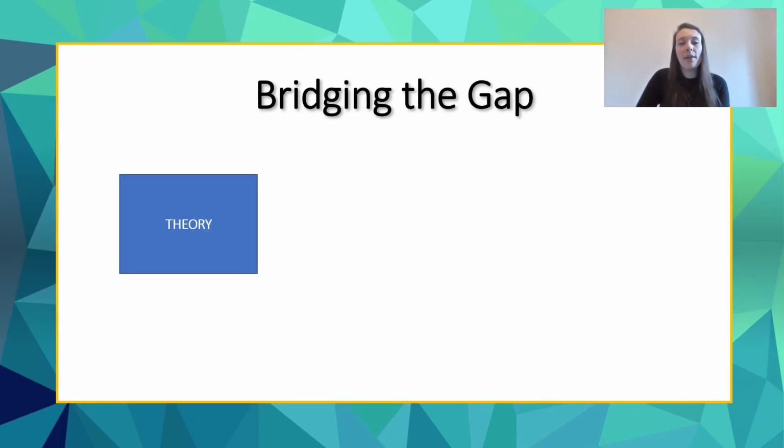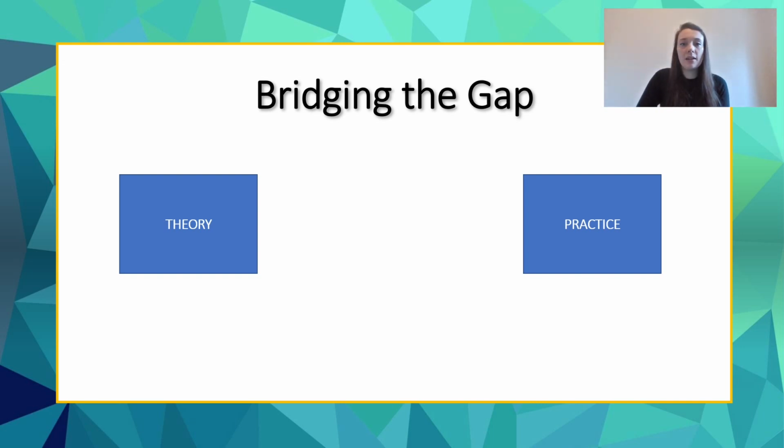How do we bridge the gap then between theory and practice? Well, you could conceptualize it like this, with theory on one side and practice on the other, with a line in the middle. How do we bridge that gap? Quite often we talk about formulation, bridging that gap in clinical practice. I have done a video on formulation, which I will definitely link down below for you.